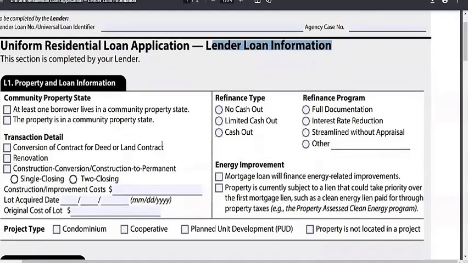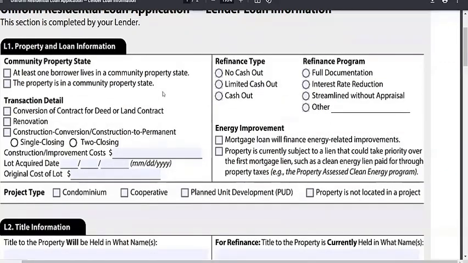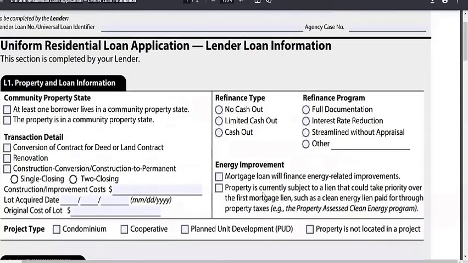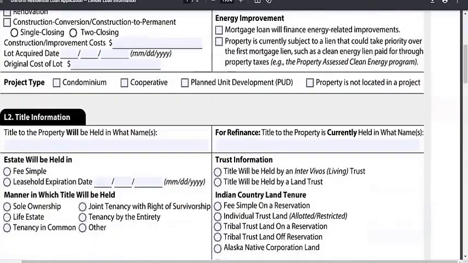Here the borrower need not do anything with this form, but the lender, when I say lender, I mean the loan originator or loan officer, is going to update everything. So all this information, community property state, transaction detail, refinance type, no cash out refinance, the borrower need not worry about. This is now the responsibility of the lender, or say the loan officer. They are going to update this information, right?